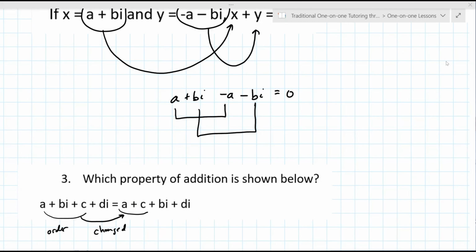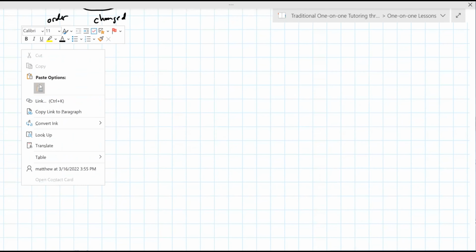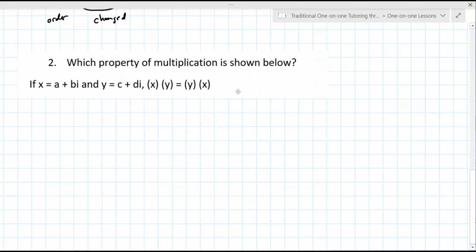So let's go back to 2. Let me snip it in here. Okay, so what this is showing is that you start out with X and then you start out with Y, and it's the same as Y times X. So it's like this. What is 4 times 5? Does that equal 5 times 4? They both equal 20. And this is where order doesn't matter. So I would again call this commutative.